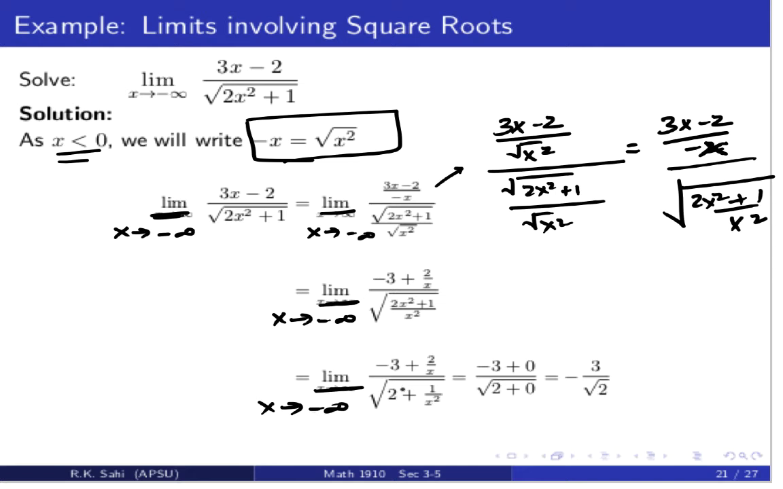So now you take the limit. This goes to 0. This goes to 0. You have minus 3 over square root of 2. Okay. Let's look at a graph of this function.